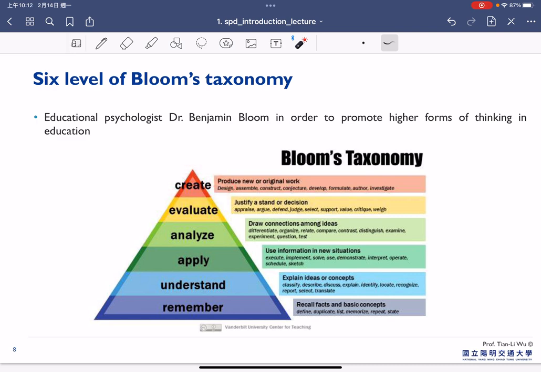Most of you are graduate students here. For the thesis requirement, it is certainly not only remembering, but you also start to analyze certain parts of your research. You will evaluate, and in the end, you will create something new based on your thesis.